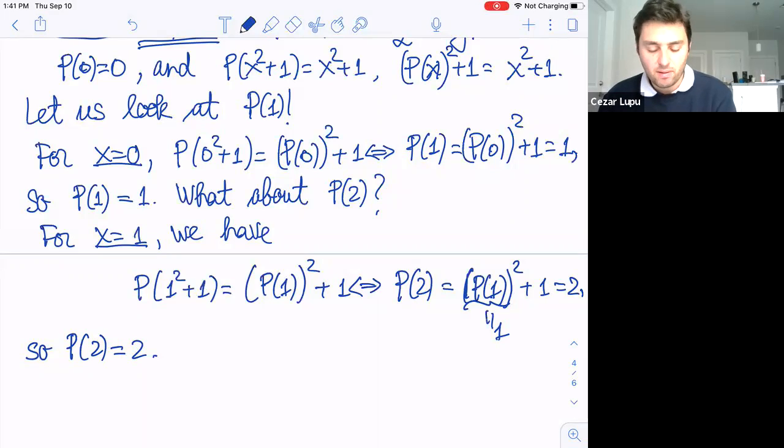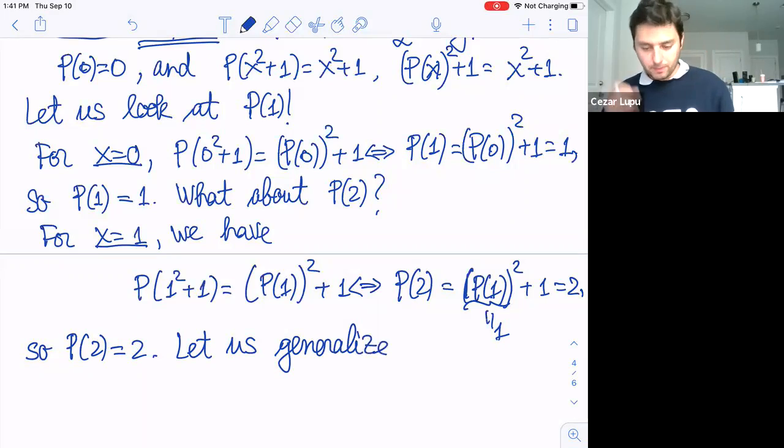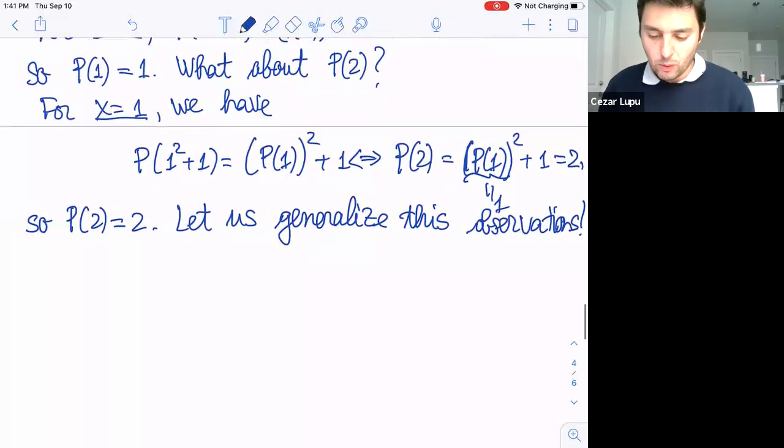And now let's generalize this. I have a hunch that P of x will be x. So let's generalize these observations. That's what we're trying to do. All right, and now I'm going to explain that in the following way.